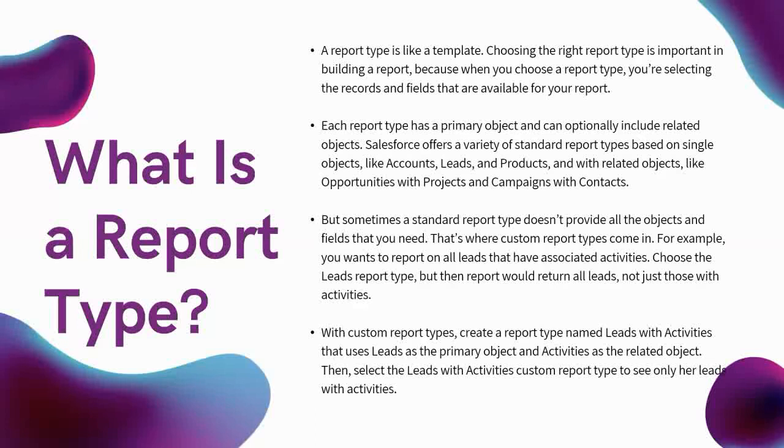But sometimes the standard report type doesn't provide all the objects and fields that you need. That's where custom report types come into the picture. For example, you want a report on all the leads that are associated with activities. Choosing the leads report type, the report would return all leads, not just those with activities. So we need to create a report type with the activities and leads. With custom report types, we can create a report type named leads with activities that uses leads as the primary object and activities as the related object. Then select the leads with activities custom report type to see only the leads with activities.